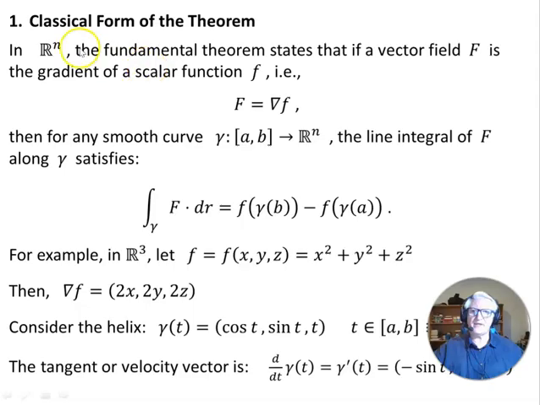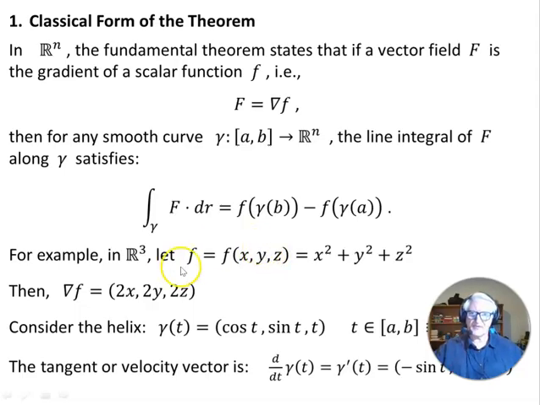So in R^n, the classical form of the theorem states that if a vector field F is the gradient of a scalar function small f, so F is del or nabla of f, then for any smooth curve gamma from the closed interval [a,b] to R^n, the line integral of F along gamma satisfies the integral of F dot dr along gamma is f of gamma of b minus f of gamma of a. So it's the difference of the potential function f evaluated at the endpoints gamma of b and gamma of a.